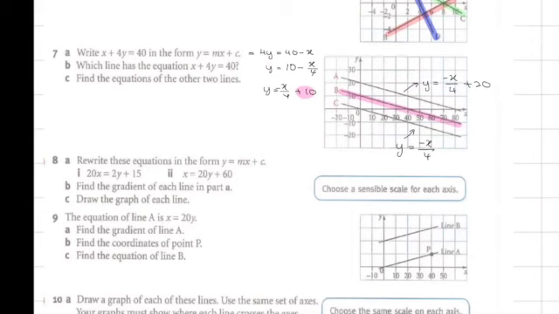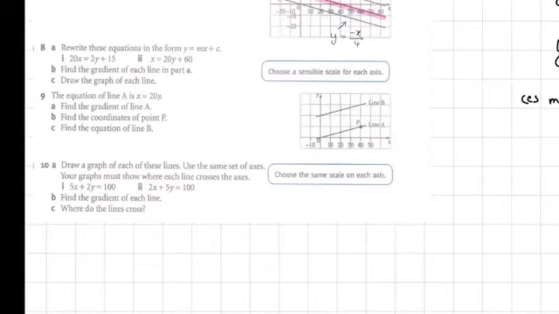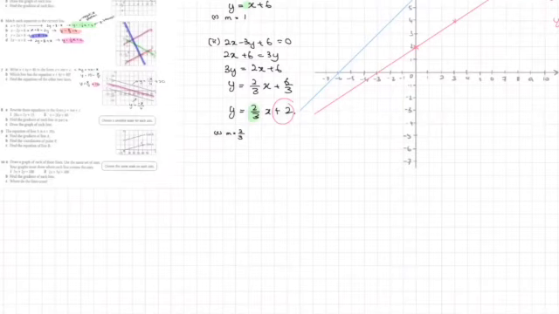All right, number 8. Rewrite these equations in the form y equals mx plus c. So let's just try to do that separately outside. Erase this first.